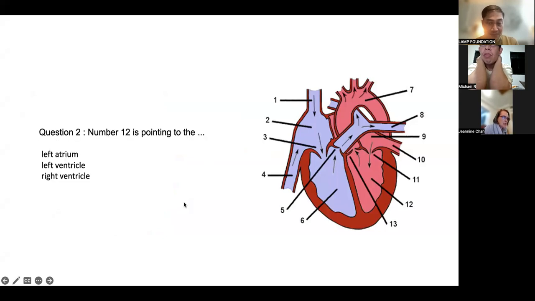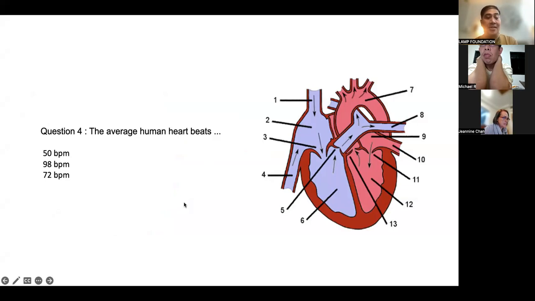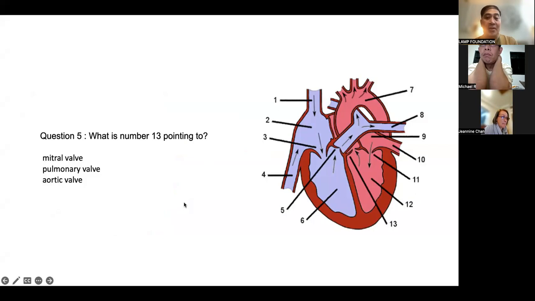Number 12 is pointing to? The left ventricle. The pulmonary veins are indicated by number? Number 10. The average human heart beats how many beats per minute? 72 beats per minute. What is number 13 pointing to? Right. Pulmonary valve. Are you sure? Do you want to change your answer? Aortic valve? Yes. Aortic valve. Below the aorta. Okay, sorry.